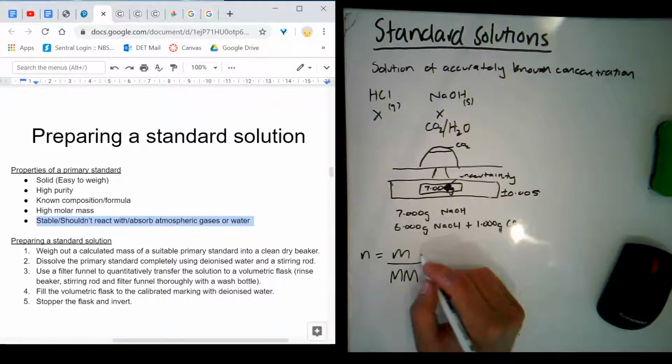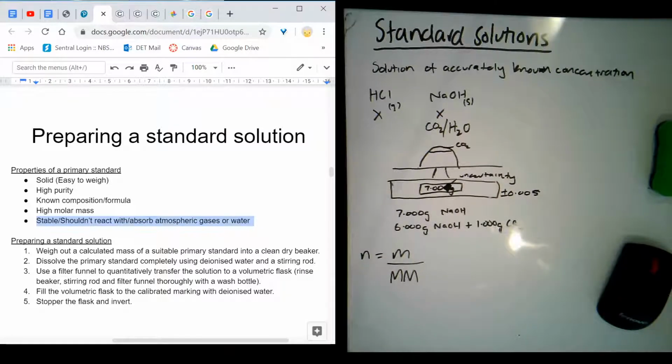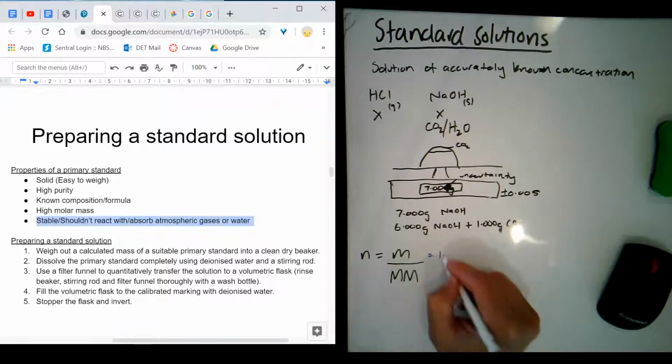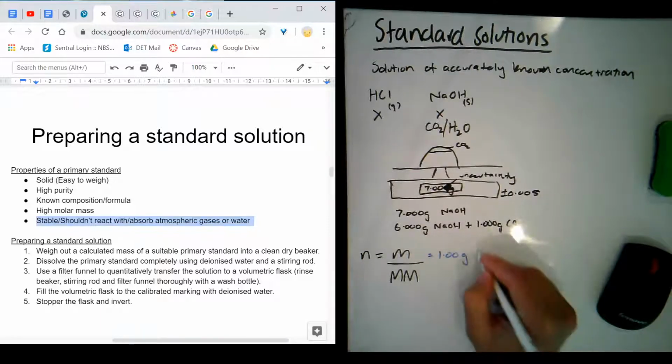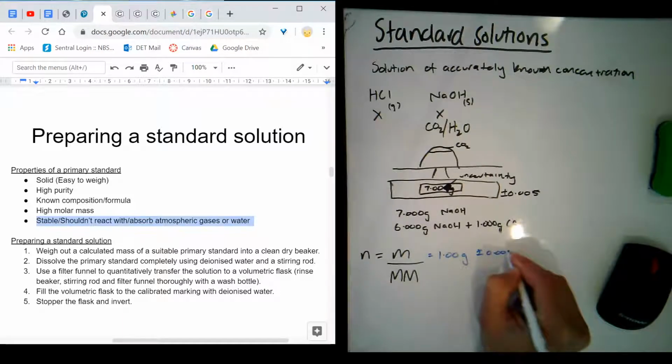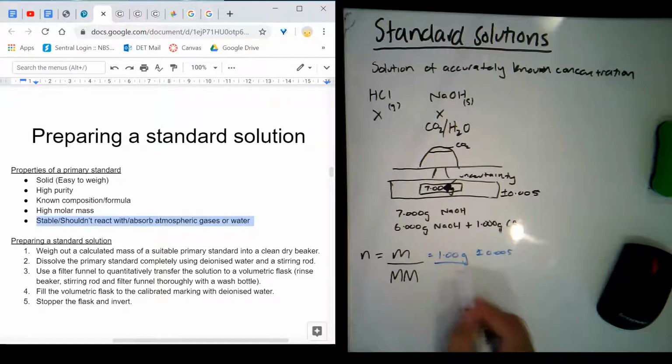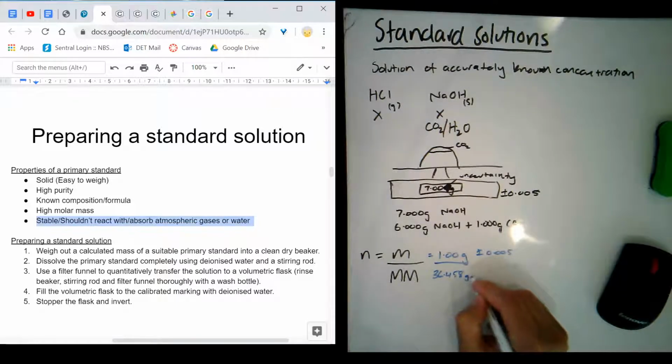So consider this situation: if I have 1.00 grams, well, I know that this is plus or minus 0.005. I'm going to divide this by, let's say we used hydrochloric acid, so it's 35.45 plus 1.008, so it's going to be 36.458 grams per mole.